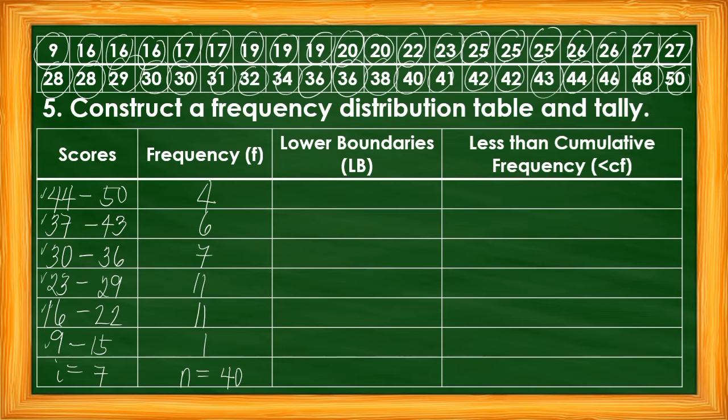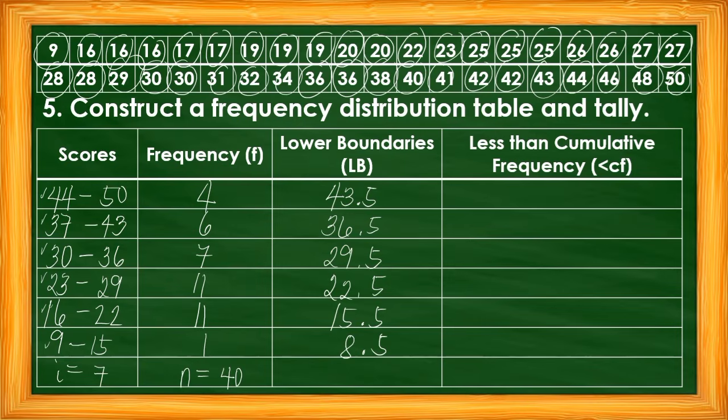Now, lower boundaries na tayo. So, 44 to 50, yung lower class limit natin dito is 44. So, magsusubtract tayo ng 0.5. So, yung lower boundary niya is 43.5. Now, ang pinakamabilis ulit na paraan is mag-subtract ngayon tayo ng 7 pababa. So, 43.5 minus 7, that is 36.5. Minus 7, 29.5. Minus 7 again, 22.5. Minus 7, 15.5. And then last, 8.5.